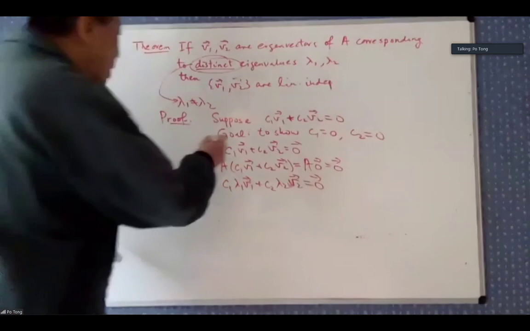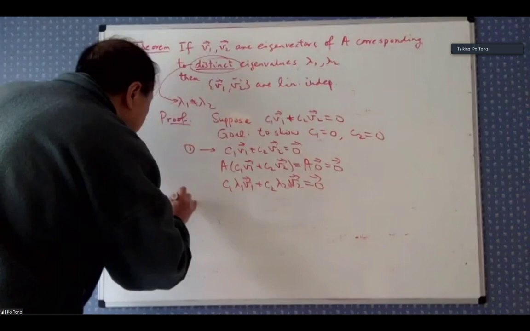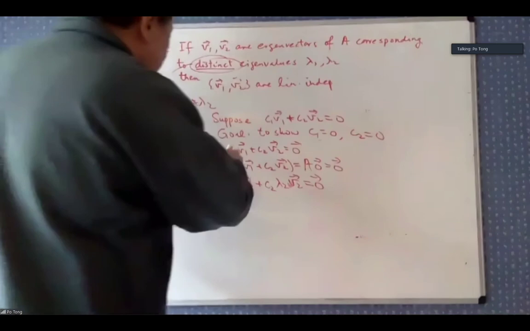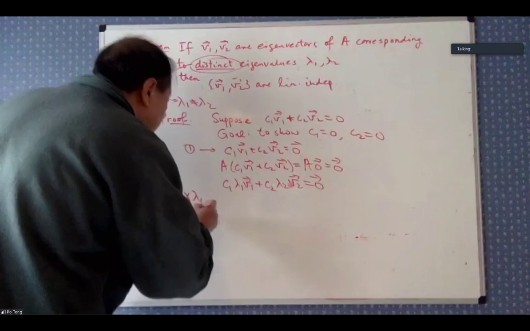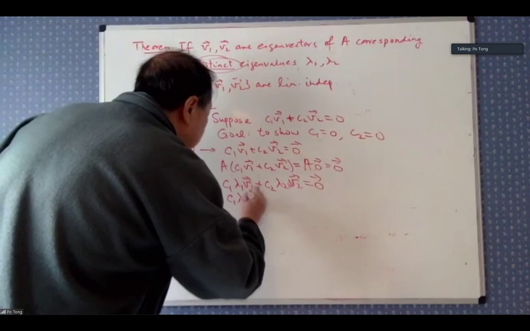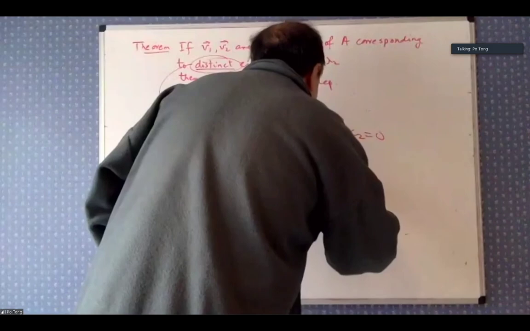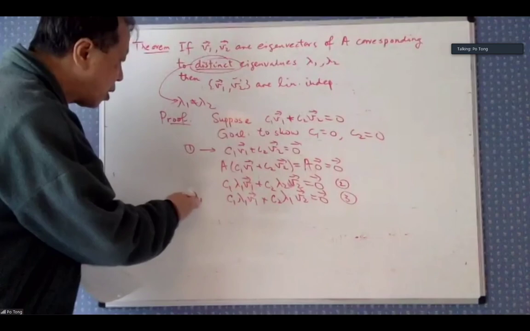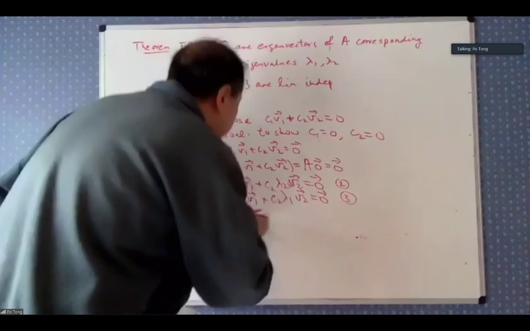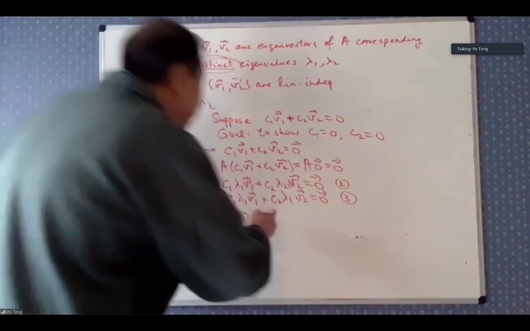If you look at this first equation, this is equation one. Take equation one and multiply it by, let's say, lambda 1. I have C1 lambda 1 V1 plus C2 lambda 1 V2 equal to zero. So now this is called equation two, this is called equation three. If you look at those two equations, can you see these two terms are the same? That's the whole point of multiplying by lambda 1, to match these two terms. Now you have two subtract three, which gets you C2 (lambda 2 minus lambda 1) V2.